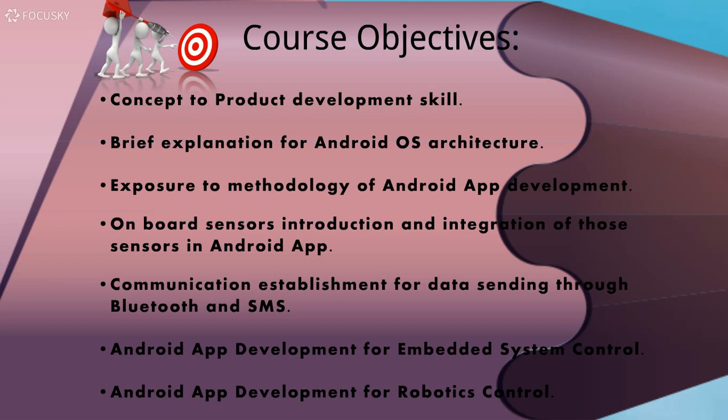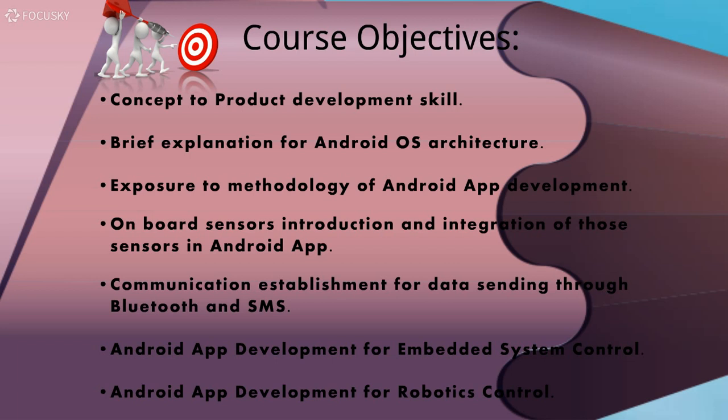And an onboard sensors introduction, because mobiles have very advanced onboard sensors, like the location sensor as well as the gyroscope, accelerometer, and speedometer. These are all sensors already available in your mobile. So we're going to teach you how to use those sensors for your own customized application.